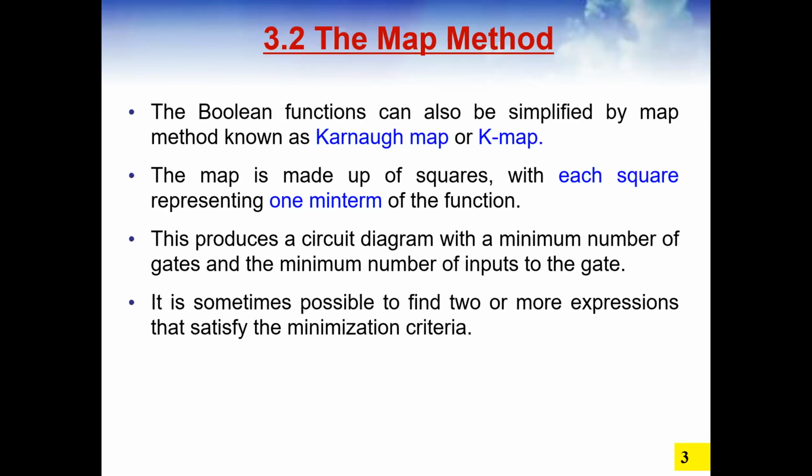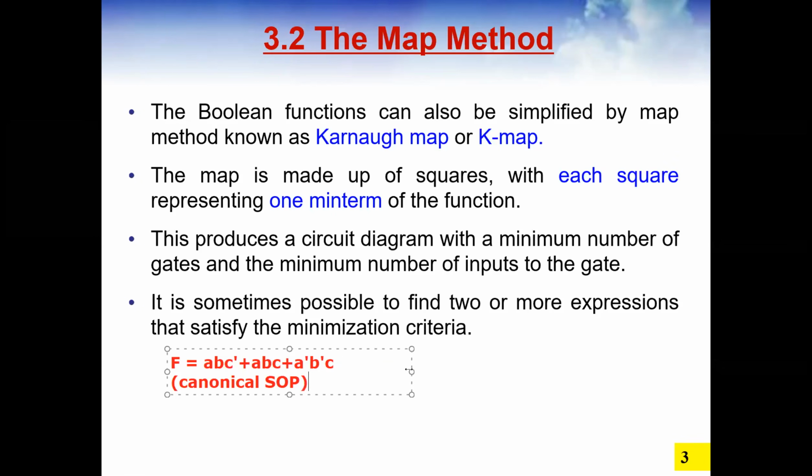We have discussed canonical sum of products. The form looks like this. Let me write it for you, maybe it will be a quick review. So f is equal to a b c complement plus a b c plus a complement b complement c, like that. This is what we call the canonical sum.